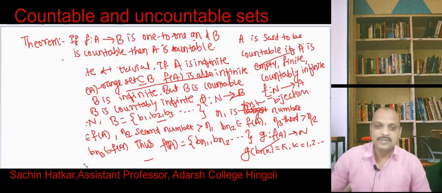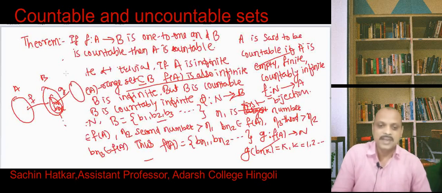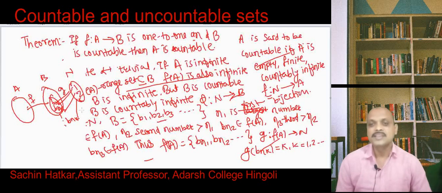Now you can see that if we draw the Venn diagram, this is my A, this is my B, this is f(A), and here are b_{n1}, b_{n2}, and so on. Now we are going to define the function g. This is function f. We define the function g to N such that for b_{n1} here is a 1, for b_{n2} here is a 2, for b_{nk} here is a k, like this. Then this g is a one-to-one and onto function.